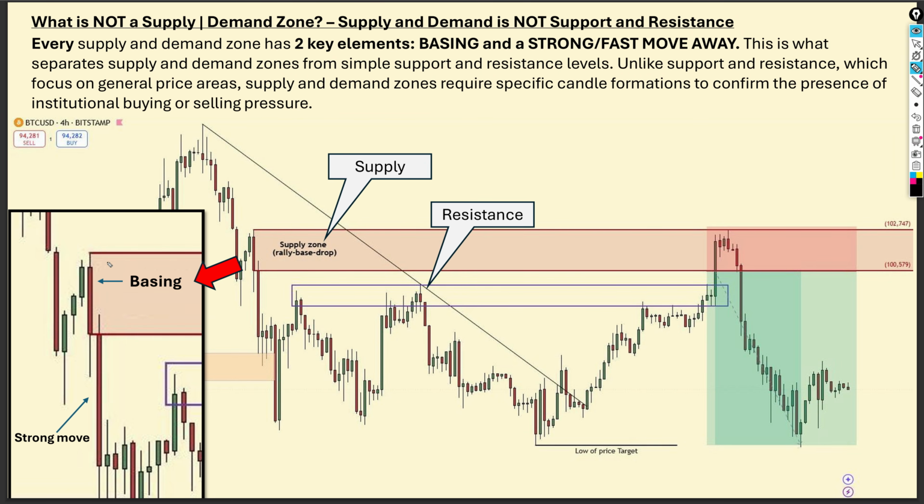So for supply and demand, we need the basing and that strong move away. We are not looking for basing and then just chugging along, moving away like that. We are looking for basing and a massive spike, just like we got here, just like we got there. So that is just a quick reminder on what we are looking for when we are trading supply and demand zones.